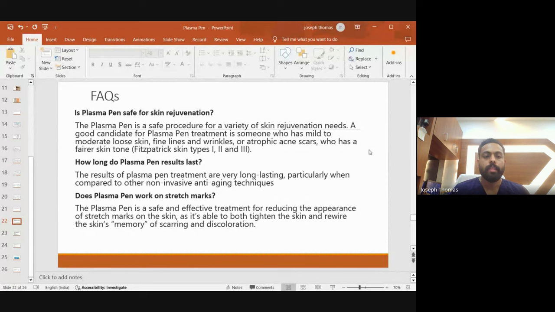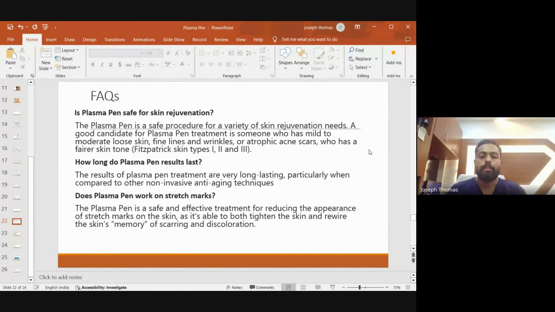So how long do the plasma pen results last? The result of the plasma pen treatment is very long lasting, particularly when compared to other non-invasive anti-aging techniques, for example thread lift or fillers or Botox. But as a practitioner, I wouldn't say you have to compare Botox with plasma pen or thread lift with plasma pen. It's always good, if the patient can afford it, to mix them. When you are doing Botox treatment for the forehead lines, if some lines are really evident, you can suggest that plasma pen is also a good option. Similarly for toes fit. Whenever you are mixing up the treatments, that will give you more and more results than comparing just one procedure with another procedure.